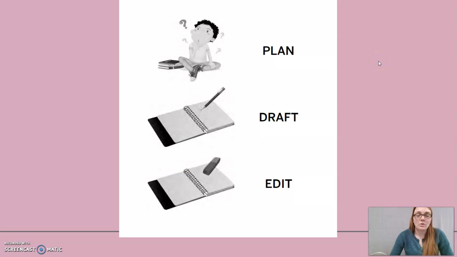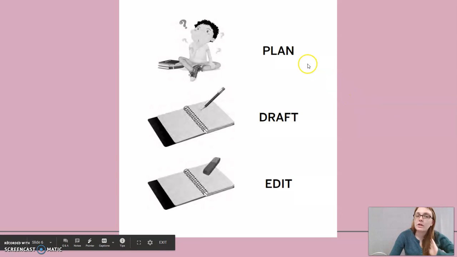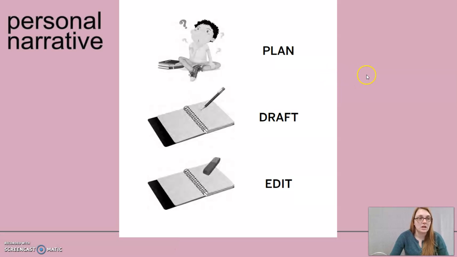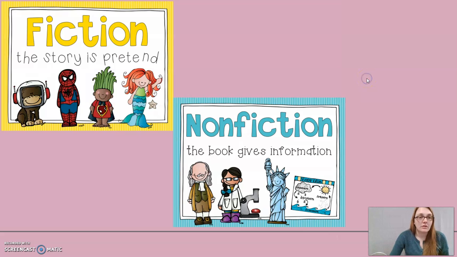Okay, and then for our writing portion today, looking at this, and we've seen this organizer before, for the steps of planning, drafting, and editing a writing piece. This time we're going to work on what's called a personal narrative. A personal narrative is a story that you're writing that happened to yourself.